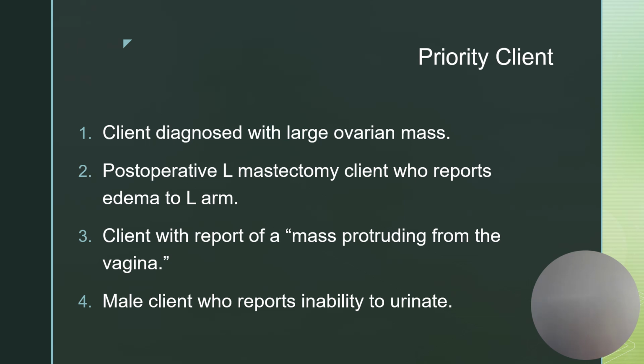Client who has a mass protruding from the vagina, well, it's kind of important. We definitely need to make sure that that mass stays moist to prevent tissue necrosis. And then we have the client with the inability to urinate. Depends on how full the bladder is, depends on how uncomfortable this client is as to the emergency of this situation. I would say the correct answer would probably be 3.